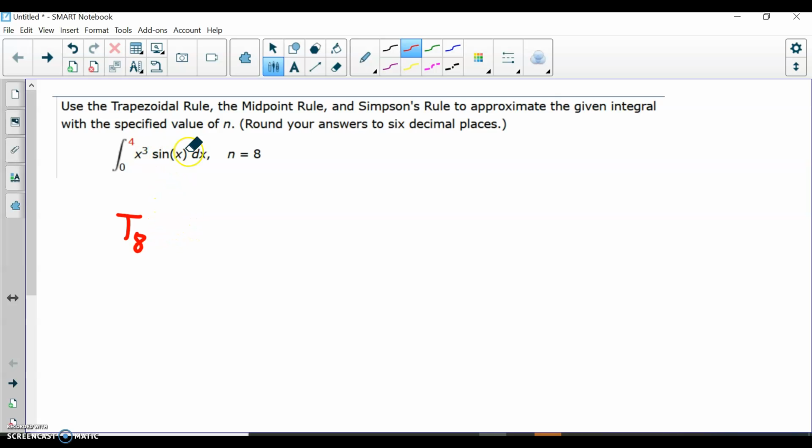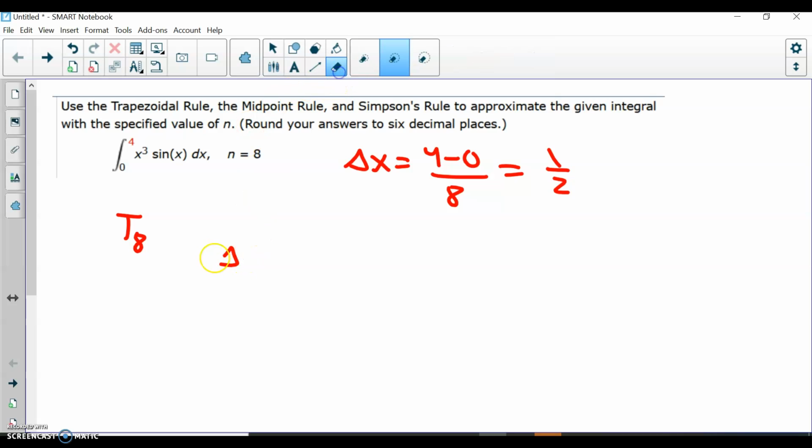So if you remember the form, well, I guess we're going to need delta x for everything. So let's get delta x real quick. Delta x is the difference in the limits over the number of subintervals. So delta x is a half. And we'll start with the trapezoidal rule. So remember, for the trapezoidal rule, it's actually an average of 2 other approximation methods. So we've got delta x, which I'm just going to fill in, is a half.